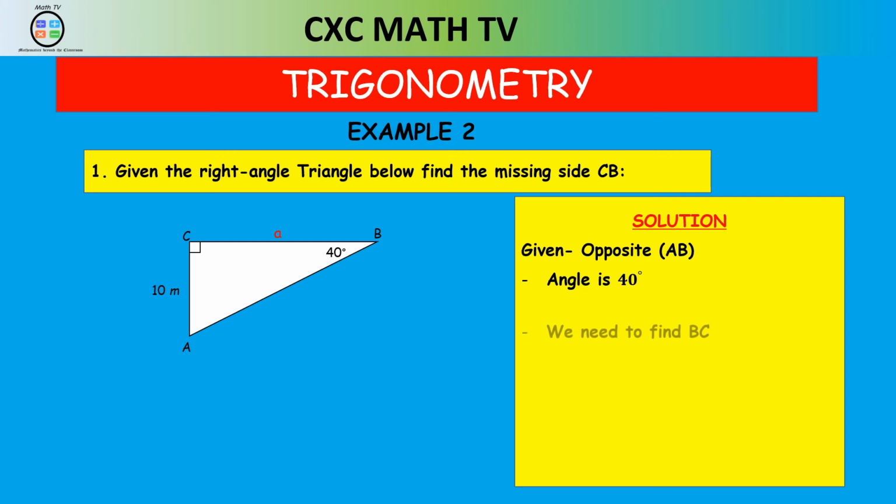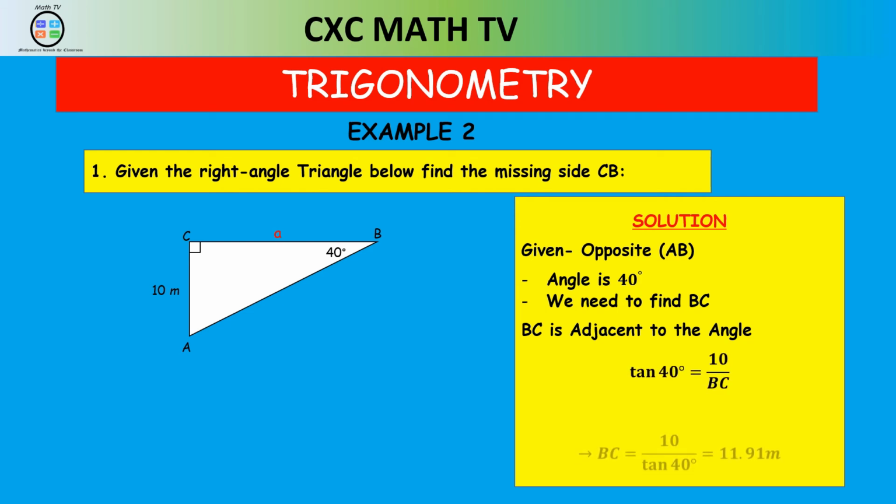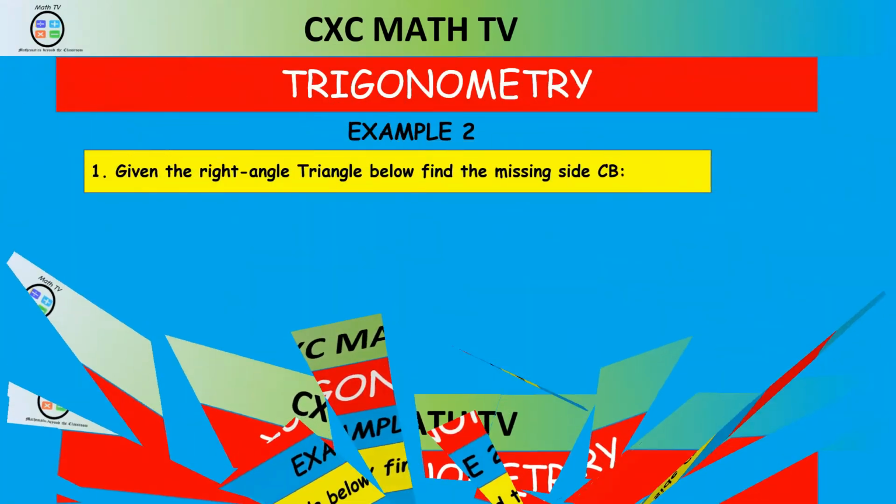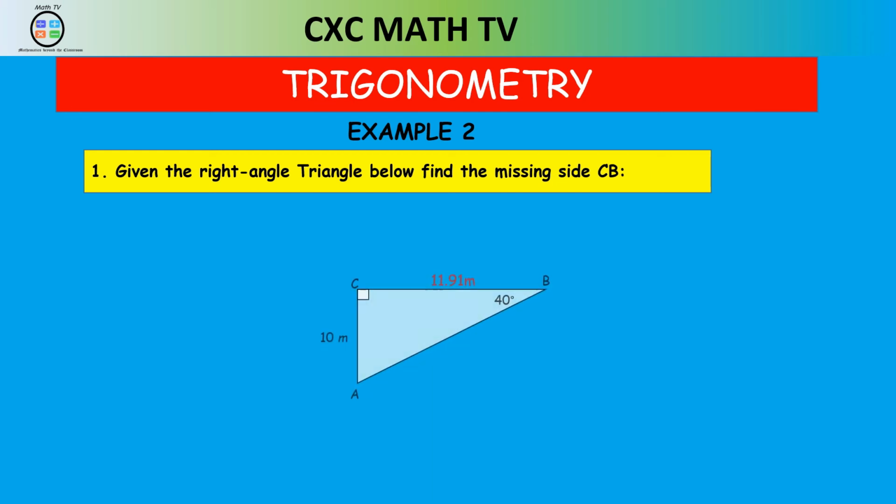So we have the opposite and we need to find the adjacent. Which formula has both the opposite and adjacent in it? That is tan. So the tan of 40 degrees is going to be 10 divided by BC, because it's opposite over adjacent. We make BC the subject, and so BC is 10 divided by the tan of 40 degrees. You put that into your calculator and you get 11.91 meters. Beautiful. And so we can finally say BC is 11.91 meters.